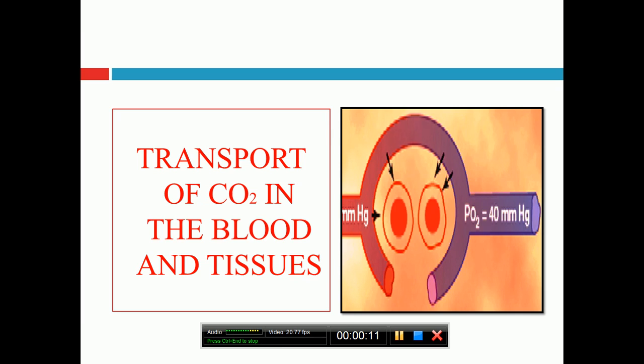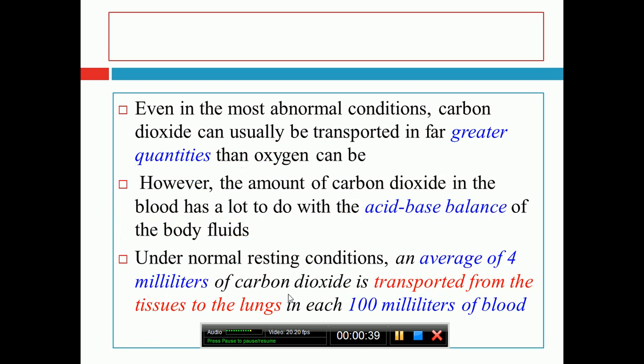So this is another very important topic in relation to your exams and particularly the practical field, when you apply physiology in your daily routine. In the previous lecture we discussed the transport of oxygen in the blood and tissues, while today we will see and discuss carbon dioxide.